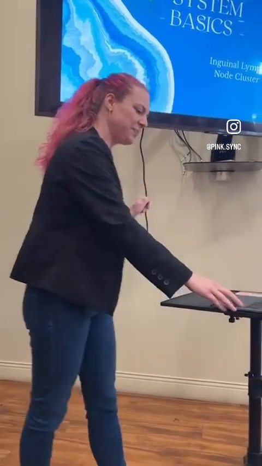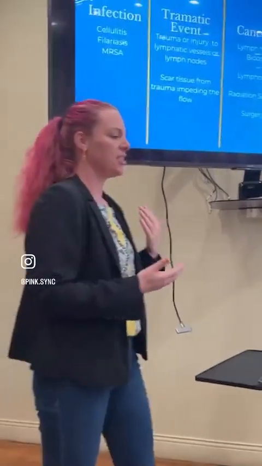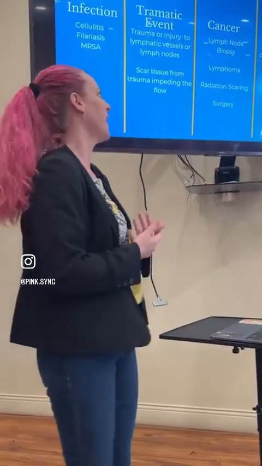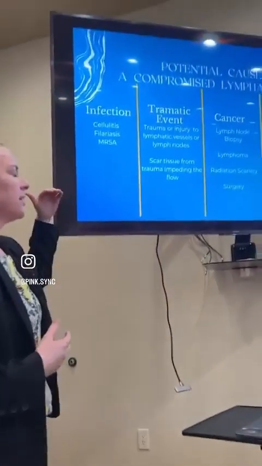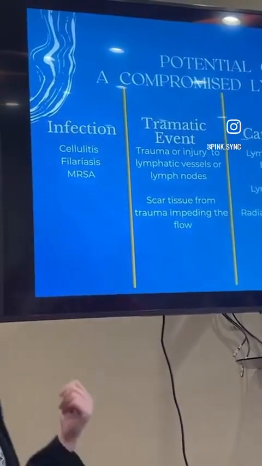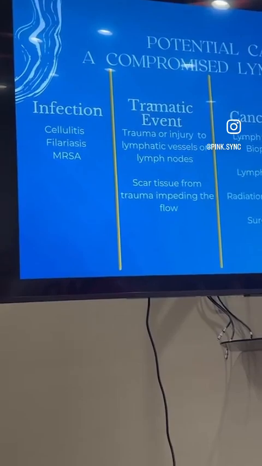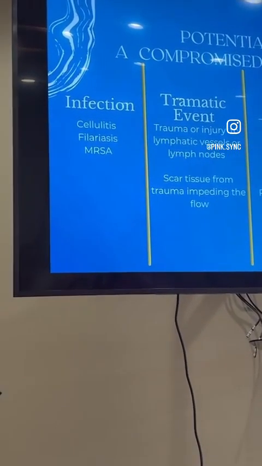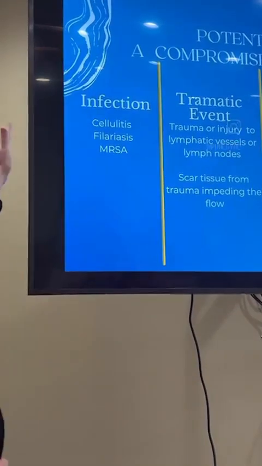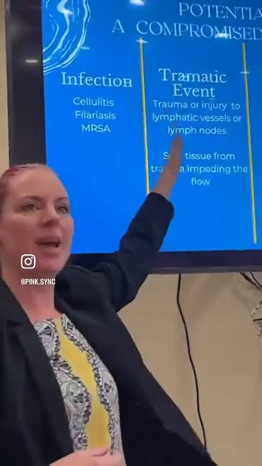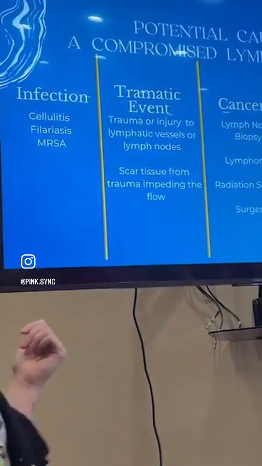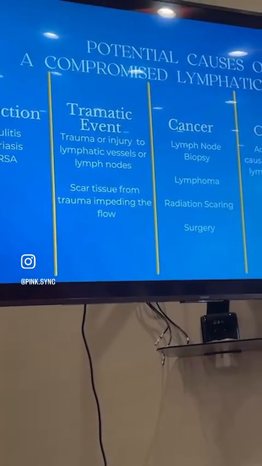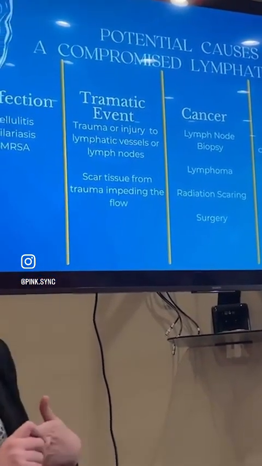Okay, so just to give you some ideas as to why we might have a compromised lymphatic system. There are certain infections that can compromise the lymphatic system, cellulitis, and this one always falls out of my brain. I'm just going to skip it. It's right there, MRSA. Traumatic events can affect the lymphatic system. So having trauma, injury to the lymphatic vessels or lymph nodes.